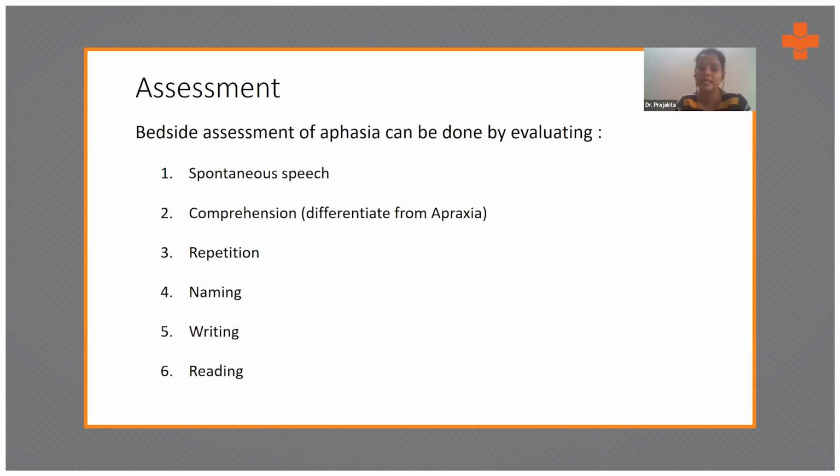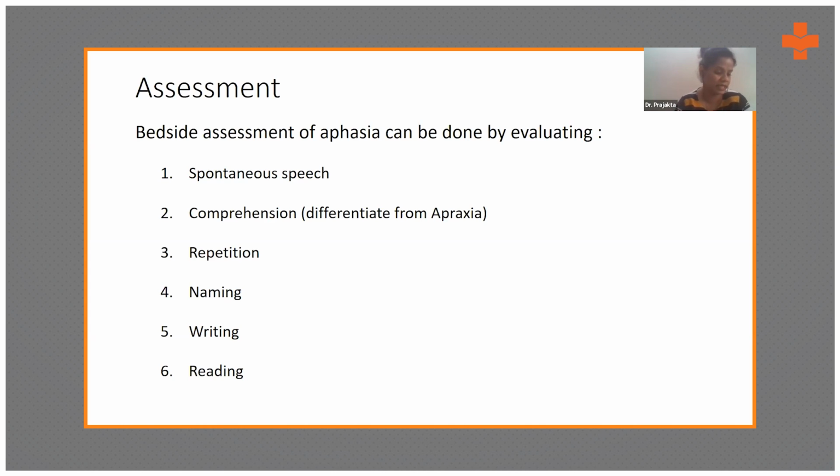You can also see the writing will be different, and the spelling errors will be different. As I said about neologisms in spontaneous speech, when the patient forms new words, similarly in writing the patient might just scribble something. He might start writing his name in the right manner and then end up scribbling something else. So this is all what we need to observe.